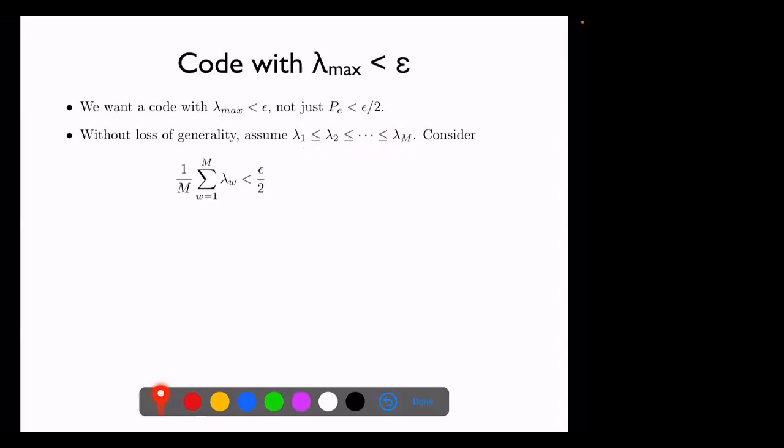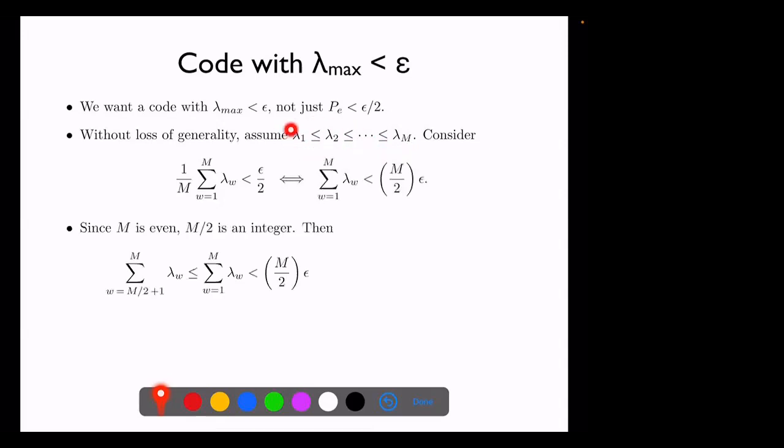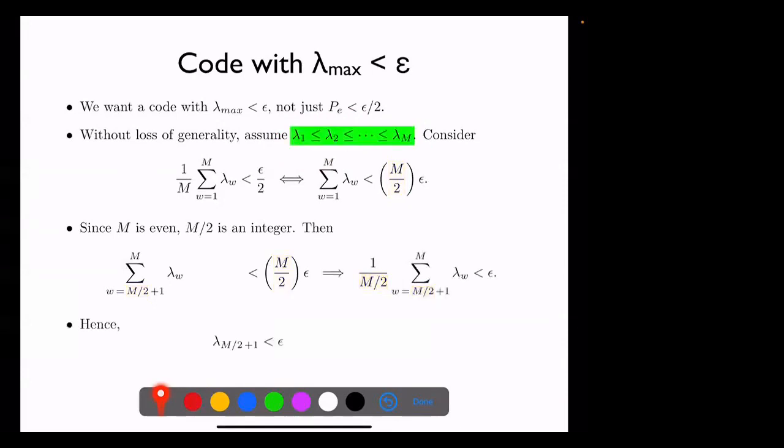So it turns out that by taking the better half of the codebook, namely that I divide the codebook into two halves, the right hand side is the worst half, and the left hand side is the better half. By discarding the worst half of the codebook, I can guarantee that the worst codeword in the better half has the conditional probability of error less than epsilon. Originally I have epsilon over 2, but that is the average. By discarding the worst half, I can guarantee that the worst codeword in the better half has conditional probability of error less than epsilon.